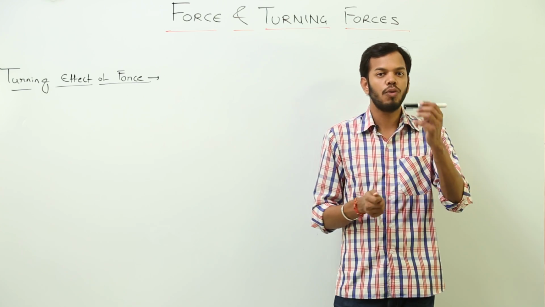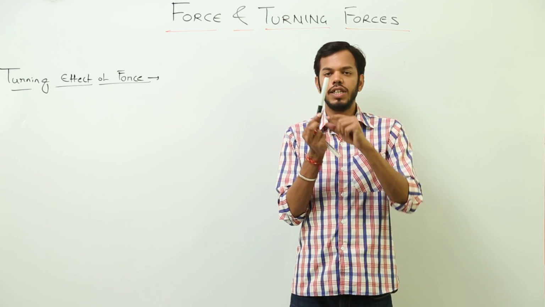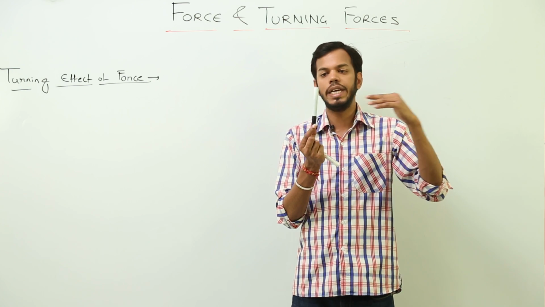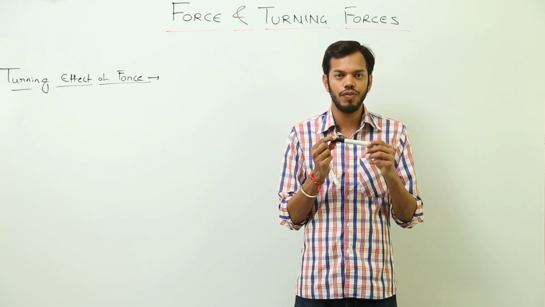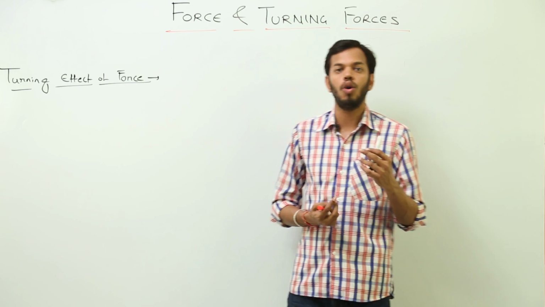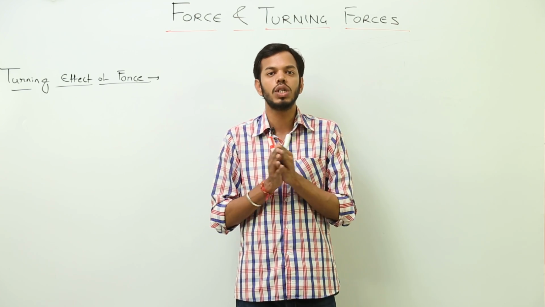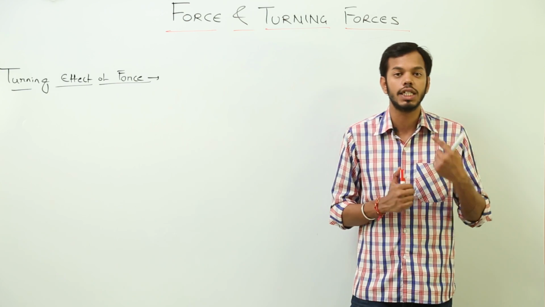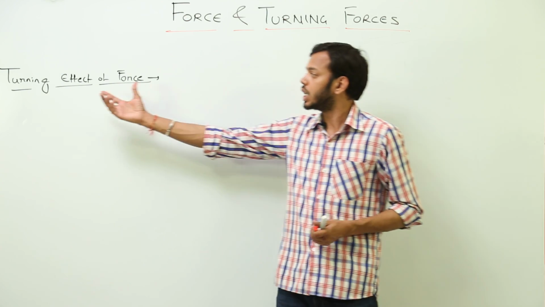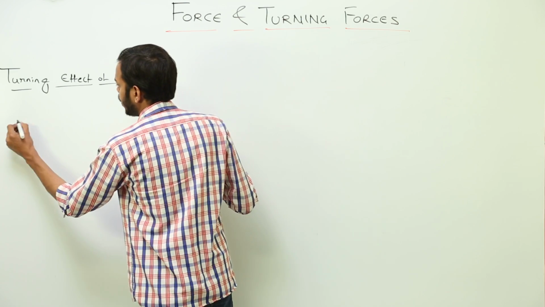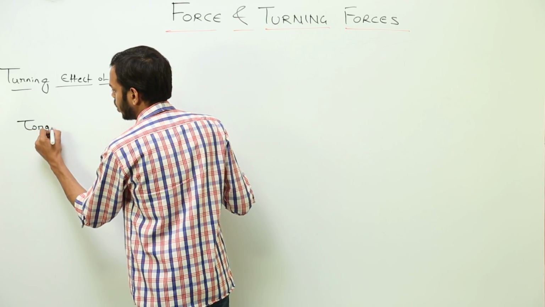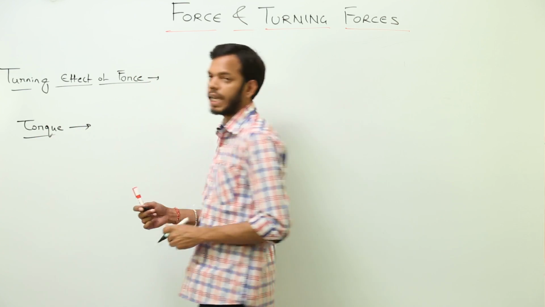That is true. But what if one part of this thing is fixed and the force is being applied on the opposite side? It will undergo turning effect because one part was fixed. So force cannot always produce translation, it can also produce rotational effect as well. So the turning effect of force is called torque. So today we are going to study first of all about torque and how it is implicated.